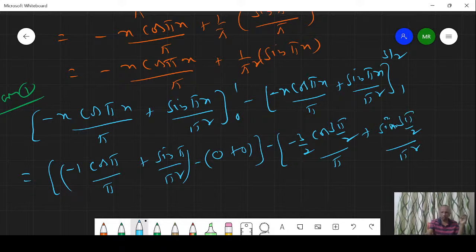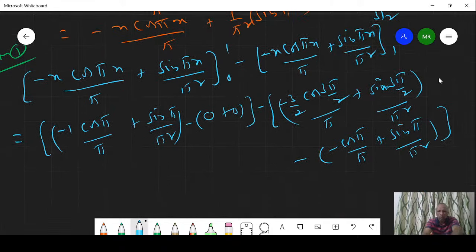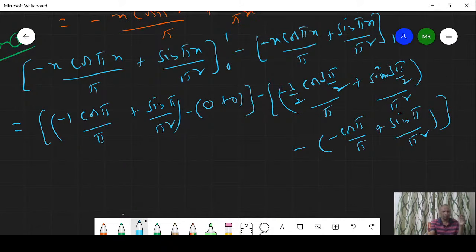Just observe here, I am substituting the values. With 3 pi by 2, minus, if I apply 1, it will come minus cos pi by pi, and plus sin pi by pi square. So it comes like this. Just verify. I can do it directly also, but to help understanding I have written each and every step.